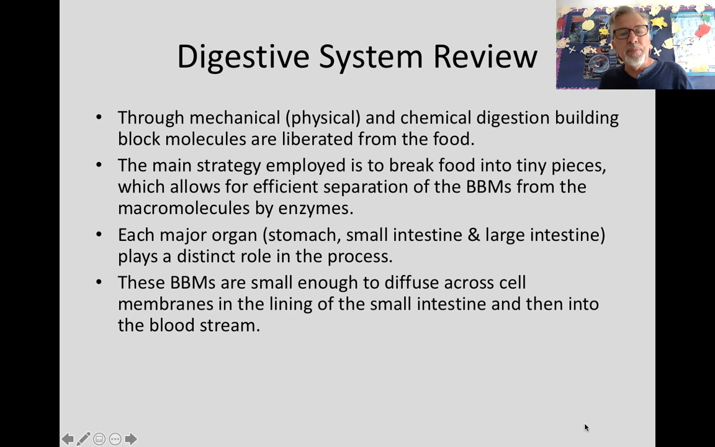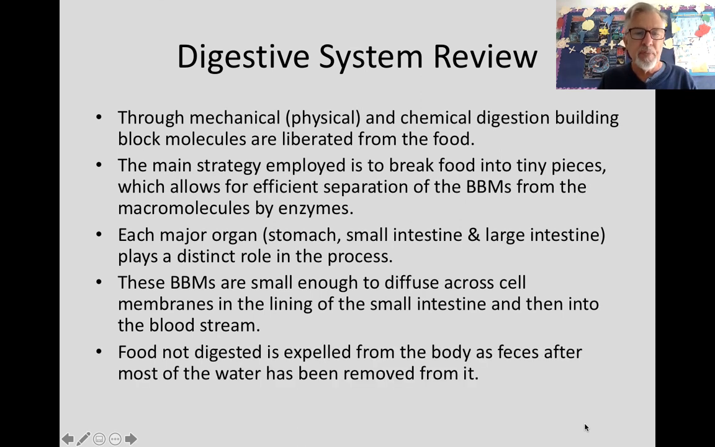And once the building block molecules have been liberated, they're small enough to diffuse across the cell membranes on the inside of the small intestine and then into the bloodstream. Food not digested is expelled from the body as feces after most of the water has been removed from it.